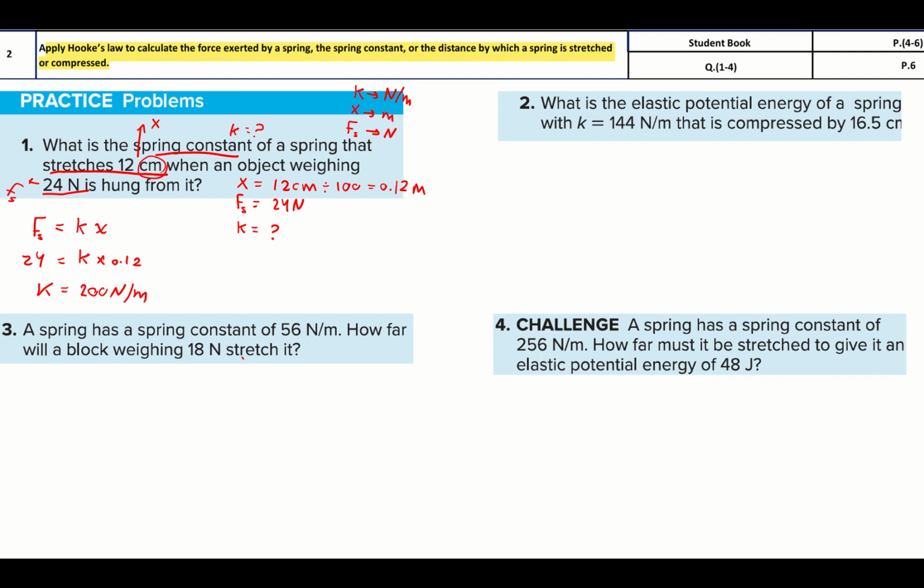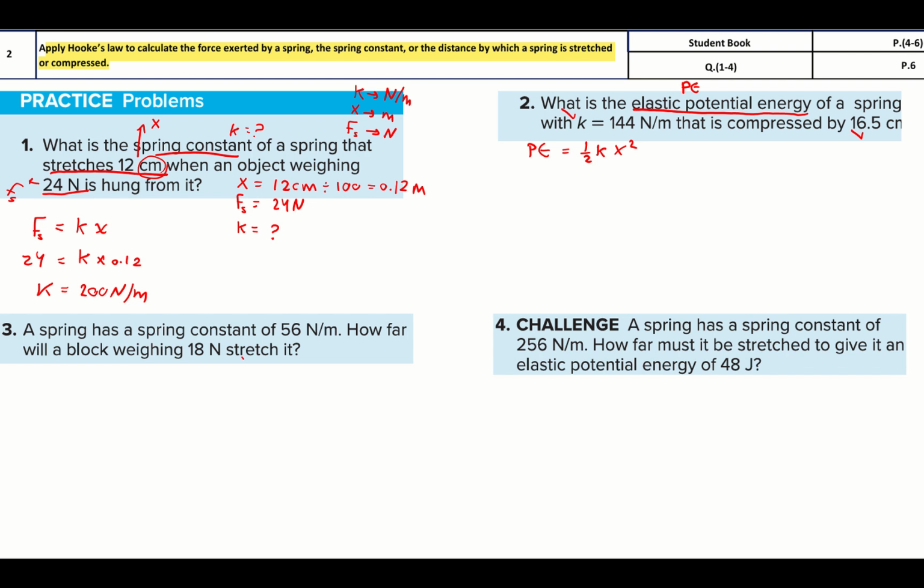Question 2. What is the elastic potential energy of a spring with K equals 144 newton per meter that is compressed by 16.5 centimeters? So here the unknown is the elastic potential energy, symbolized by PE. The elastic potential energy can be found using this equation, half K multiplied by the stretch squared. Now, mentioned in the question is K and the stretch x.